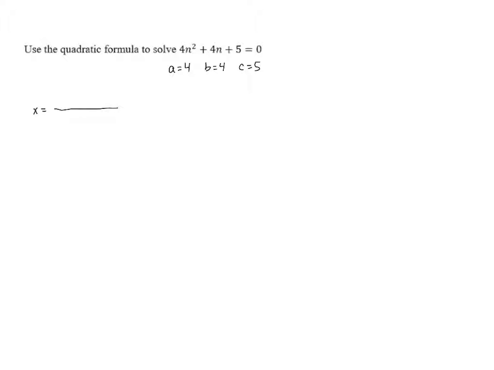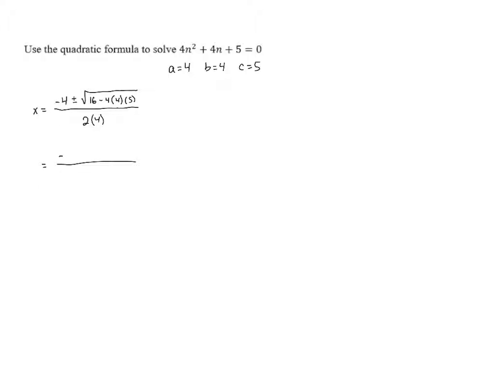We start off with the opposite of b, which in this case is negative 4, plus or minus the square root of b squared. 4 squared is 16, minus 4 times a, which is 4, times c, which is 5, all over 2 times a, which is 4.